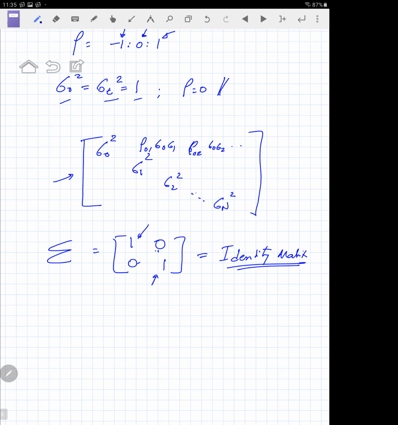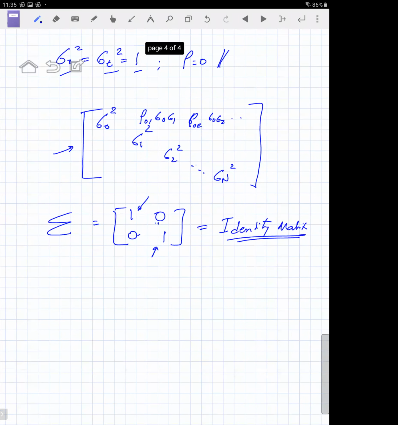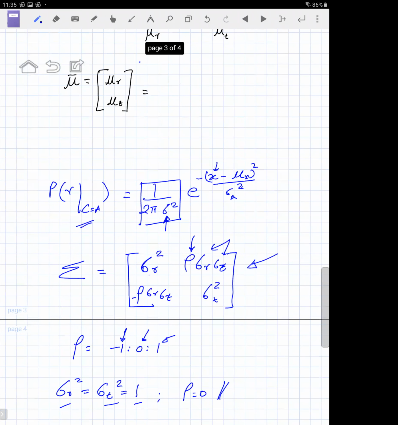Whenever you see an identity matrix, you should be very happy. It simplifies things a lot. So for our example, let's assume that we have an identity matrix for our covariance. So again, going back to our formulation, let me cut this one.